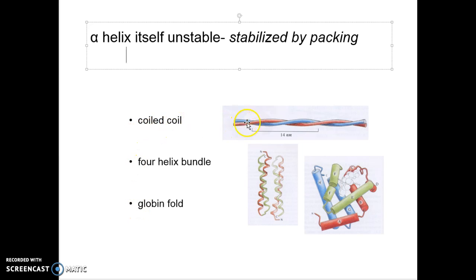Coiled coil: basically 2 alpha helices make coils again. As you see, each different color represents an alpha helix itself. Second type, 4 helix bundle: 4 helices get together. Third, the globin fold, found in myoglobin and hemoglobin, where only 2 helices, the blue ones, interact in a special way. That's called the globin fold.